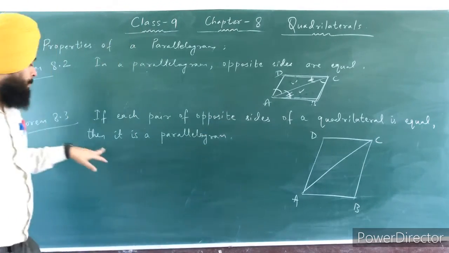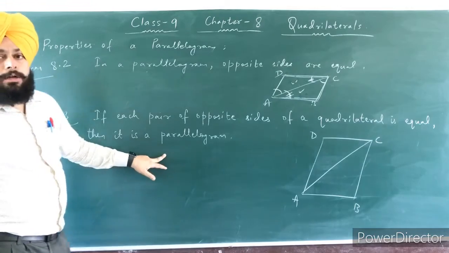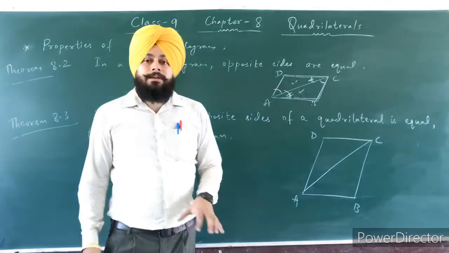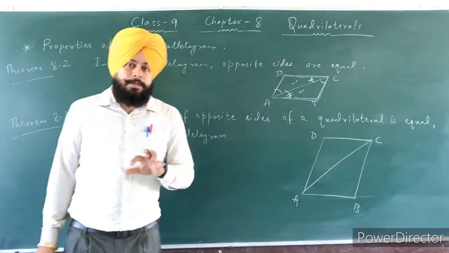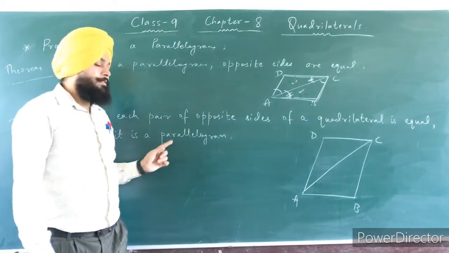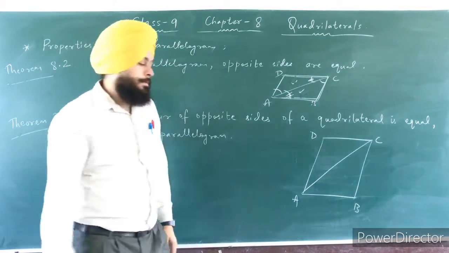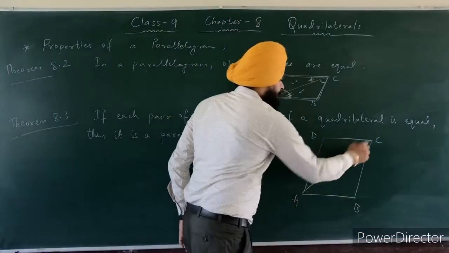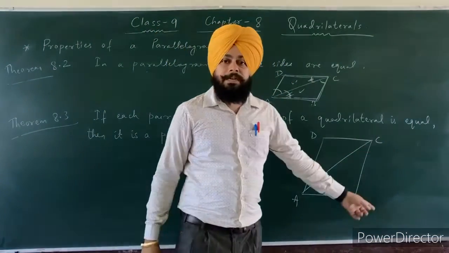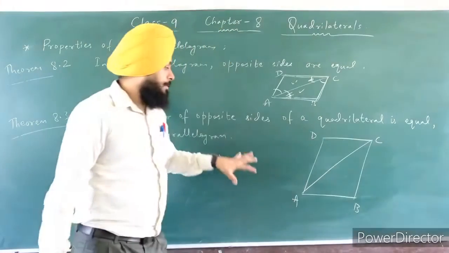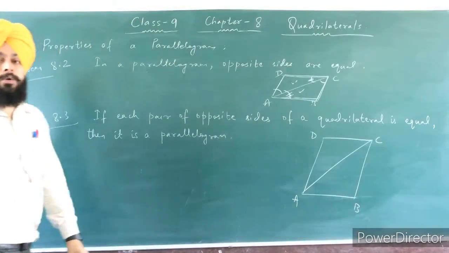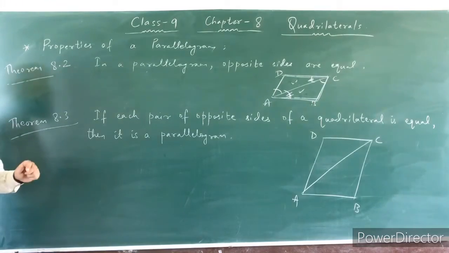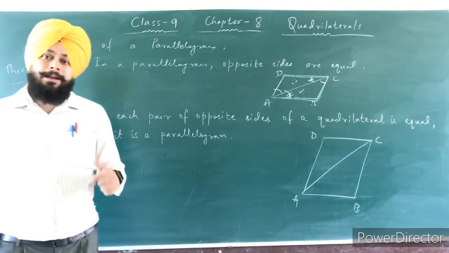Next, theorem 8.3. If each pair of opposite sides of a quadrilateral is equal, then it is a parallelogram. So given a quadrilateral, if the opposite sides are equal, ठीक है, then it is a what? It is a parallelogram. If AB equal to CD and AD equal to BC, it is given already. Now we can prove that this ABCD is a what? It is a parallelogram. It means we can prove that its opposite sides are parallel also.